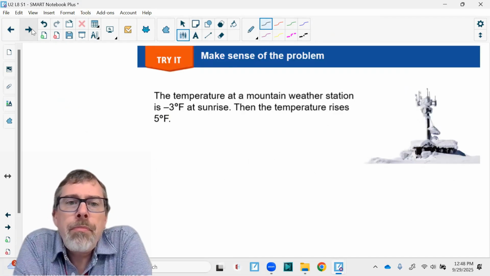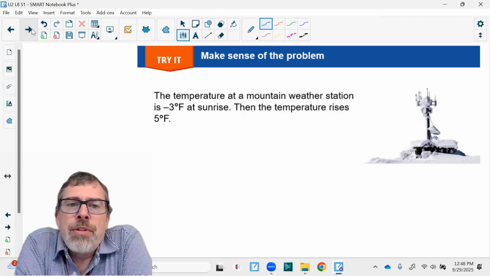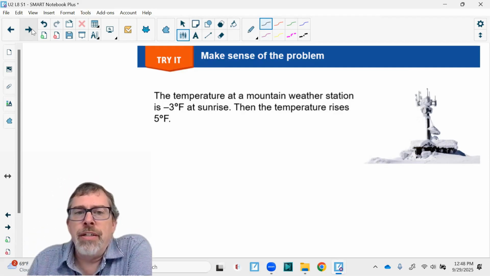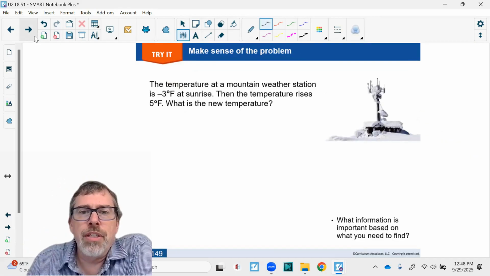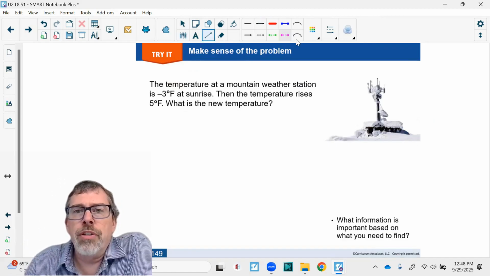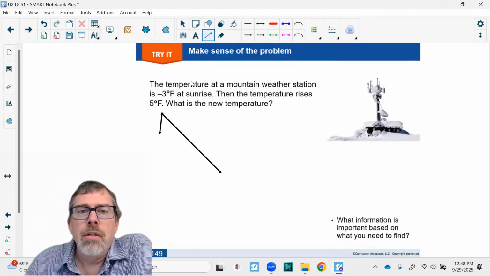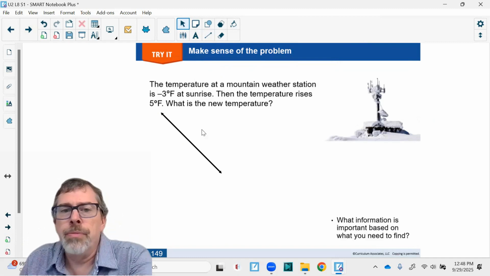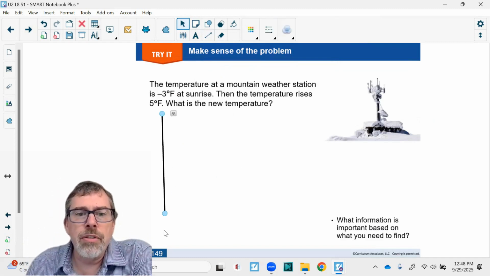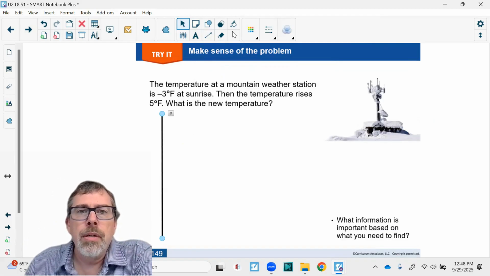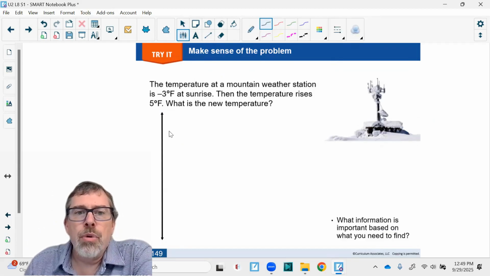So let's try it. The temperature at a mountain weather station is -3 degrees Fahrenheit at sunrise. Then the temperature rises 5 degrees Fahrenheit. What is the new temperature? So what I'm going to do here is draw a vertical number line. I prefer vertical over horizontal when we're talking temperature changes because temperature rises and falls. It doesn't go left and right. So here's a number line. Here's 0, here's -1, here's -2, and here's -3.